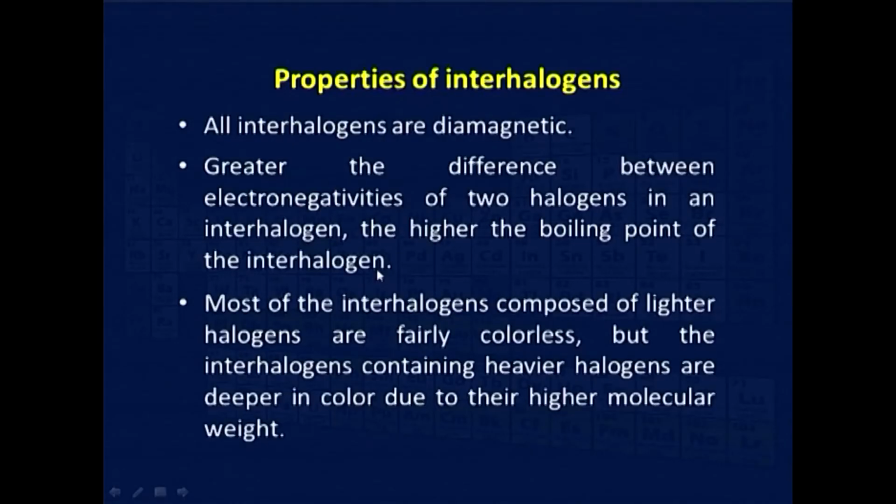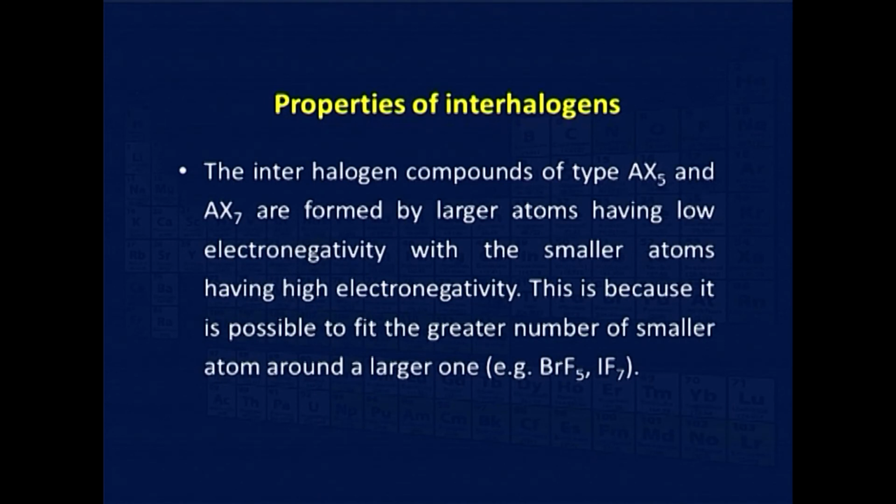Most interhalogens composed of lighter halogens are fairly colorless, but interhalogens containing heavier halogens are deeper in color due to their higher molecular weight. The interhalogen compounds of type AX5 and AX7 are formed by larger atoms having low electronegativity with smaller atoms having high electronegativity. Means a combination of low and high electronegativity forms AX5 and AX7, by the larger atoms with low electronegativity and smaller atoms with high electronegativity.